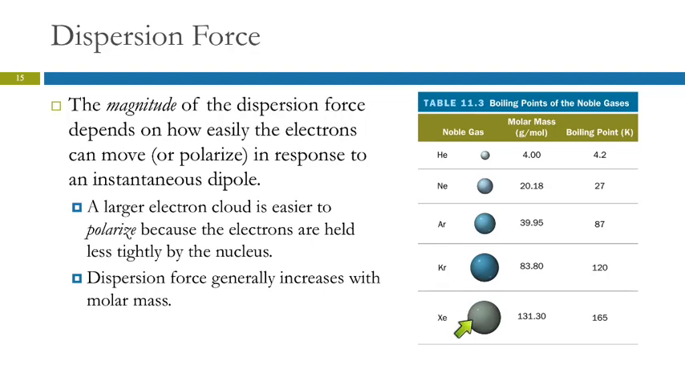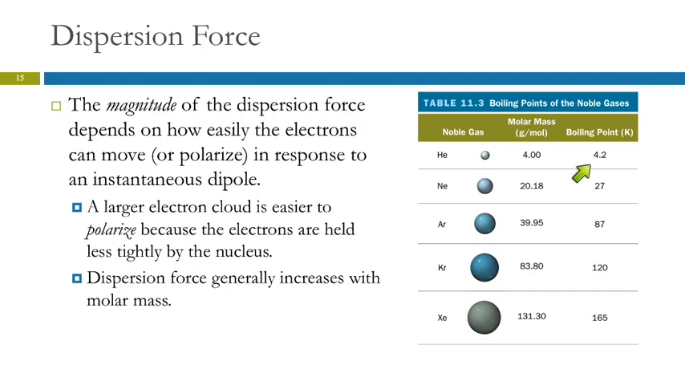So this electron cloud is more easily shifted. You can induce a dipole in this electron cloud easier than you can in something that's small. And we can have evidence of the strength of these intermolecular forces by looking at the boiling points.